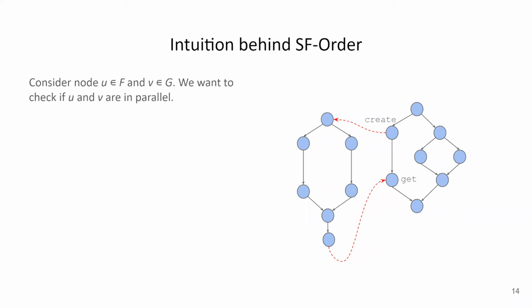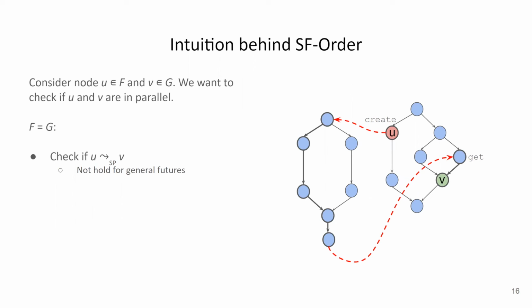In race detection, reachability is always the most important and challenging part. Now we look at the intuition of how our algorithm handles reachability for SF DAG. We consider node U in future F and node V in future G. We want to check if U and V are in parallel, or in other words, whether or not there's a path between them. We first consider the case that U and V are in the same future. Then to determine if U and V are in parallel, we only need to check if there's an SP path between them. Here, SP path means that the path does not contain any edges arising from executing create or get.